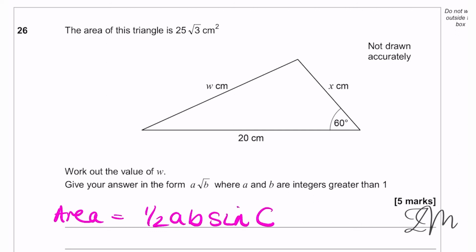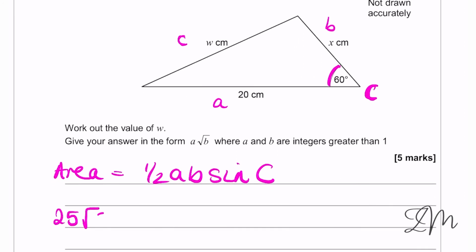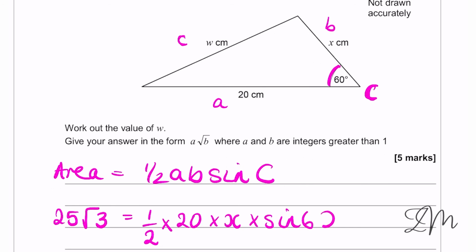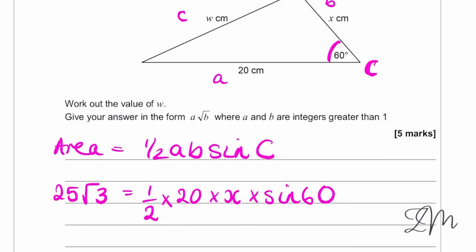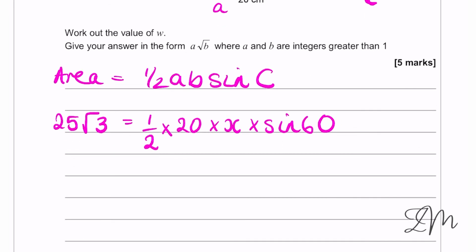sine C. Okay, so the angle we know is this, so this must be our C. So this is small c, and this is A, and this is B, for example. It doesn't matter which one's which. So our area, we're told, is 25 root 3, and that's the same as a half times 20 times x times sine 60. Right, so we're going to be able to find the x, which means hopefully then we can use a different rule to find the w.